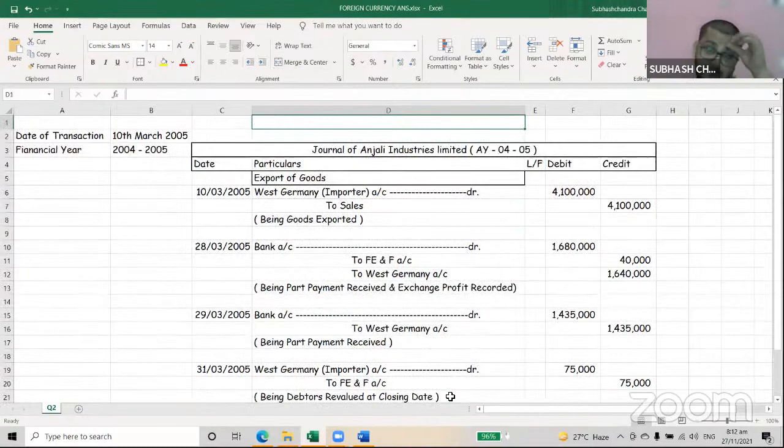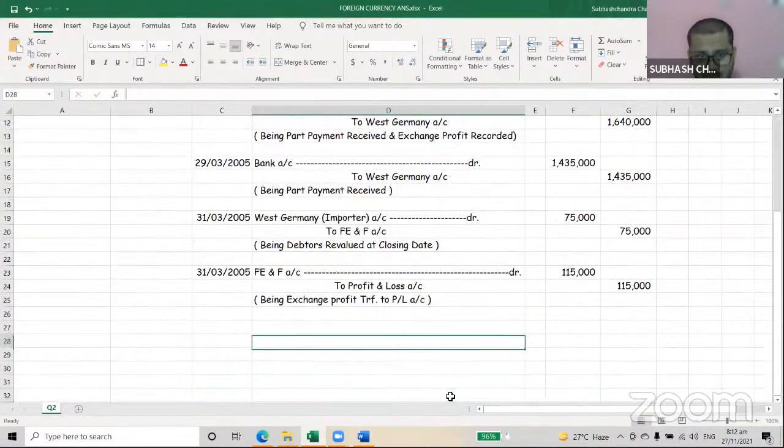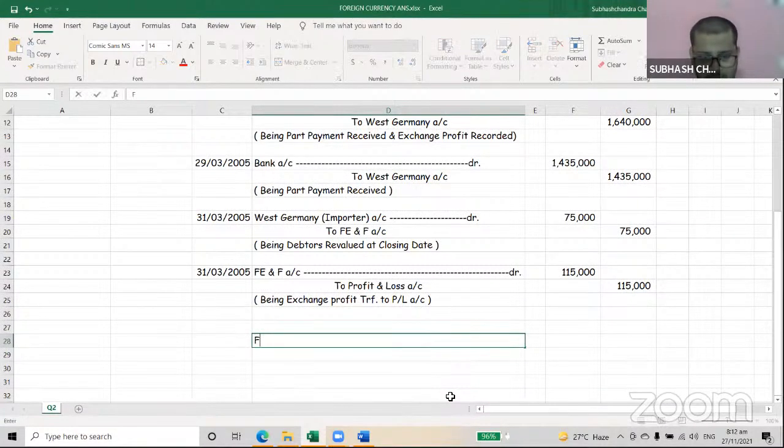Year 2004-5 is done. Now the financial year will be what?